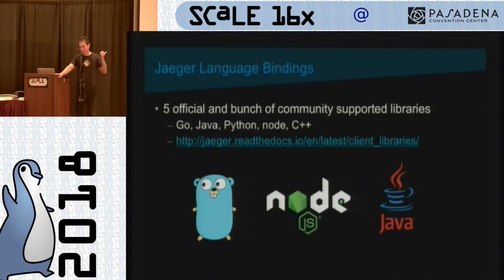So there are 5 official API bindings or language bindings for Jaeger. There's a bunch of community-supported ones, but there just happens to be these 5: Go, Java, Python, Node, and C++. You can read more there. But yeah, you're effectively using their API to do whatever you're going to do.